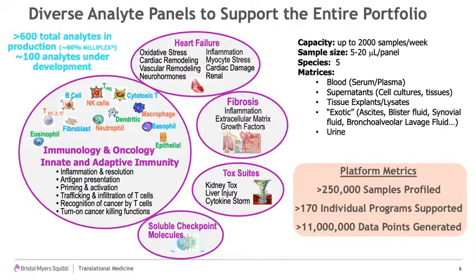And as such, we have optimized the workflow to be able to handle up to 2,000 samples every week, with sample requirements as low as 5 microliters per panel. A large fraction of the sample types we deal with are serum, plasma, or supernatant or lysate from a cell culture or tissue. We do, however, also work with more exotic matrices, such as ascites, blister fluid, synovial fluid, bronchoalveolar lavage, or increasingly urine. We have been building out this capability in the last few years, and its use across the BMS research community has really taken off.